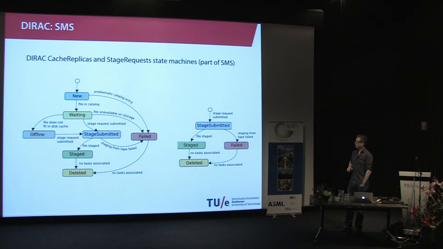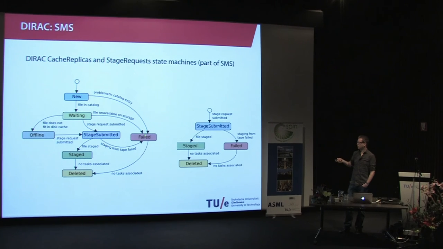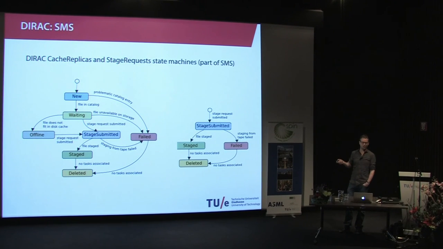Internally, it consisted essentially of a number of communicating agents. These agents could be in a number of states. It could be new jobs arriving, and there could be problematic catalog entries, and then the job would essentially fail. Or the job could be in the file catalog, and you could be waiting, but then the file would be unavailable on storage, and you would fail nevertheless, right? And so on and so forth.